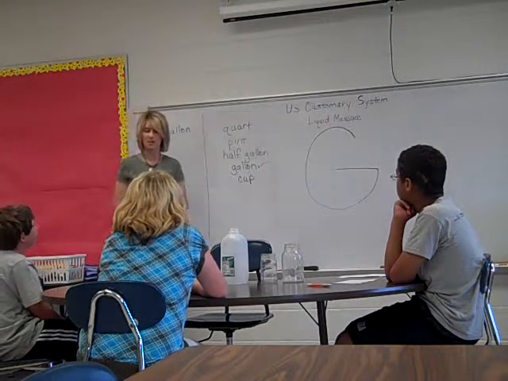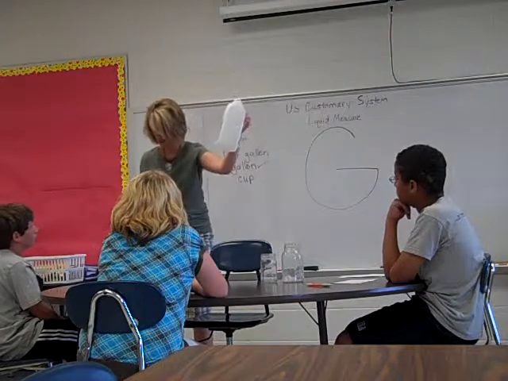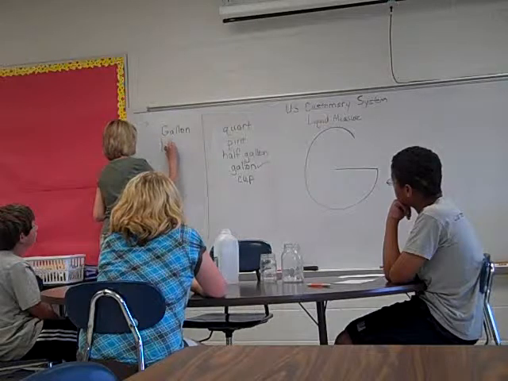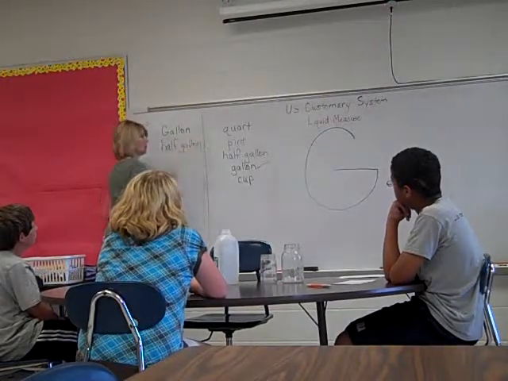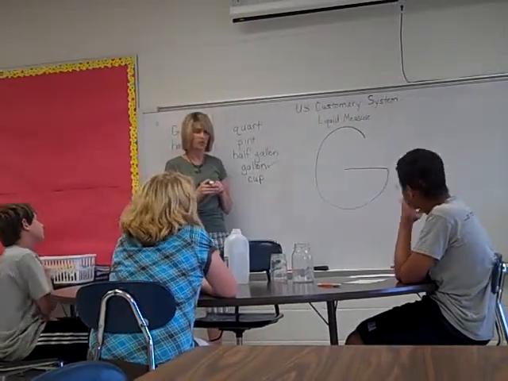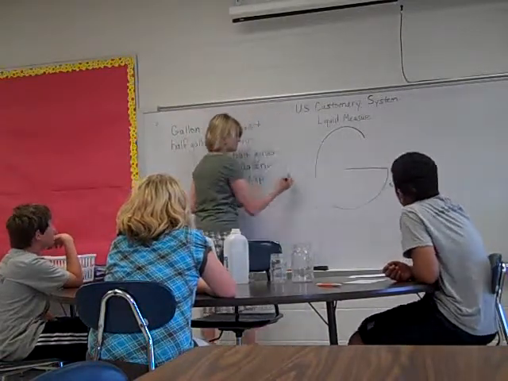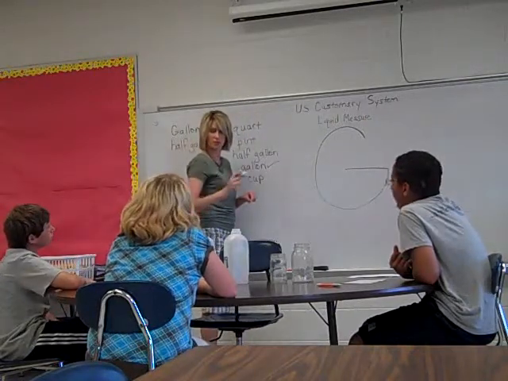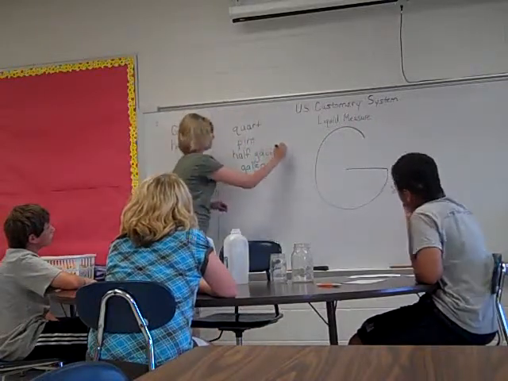All right, we have gallon. What's the next largest item? Dalton? The half gallon. Dalton, tell me one way to divide this big G in half. How could you do that? You can take the line straight across. Yep, good, that'd be half. Could you divide it another way, Dakota? Up and down. Okay. So we have our half gallon.